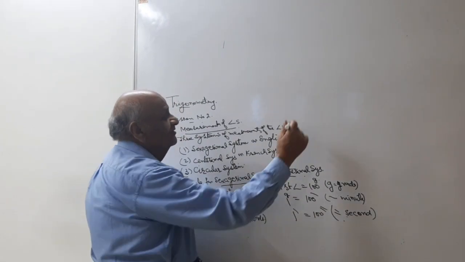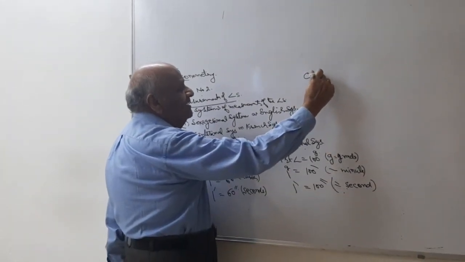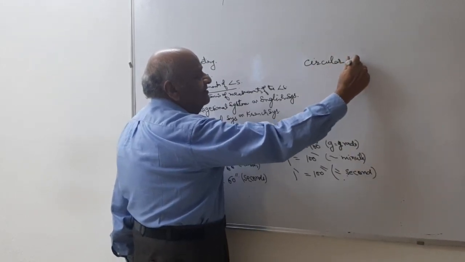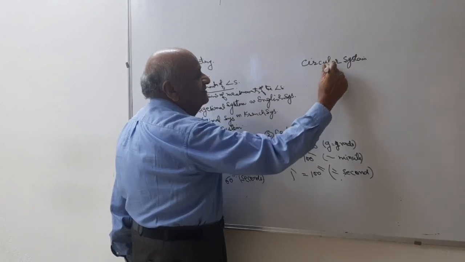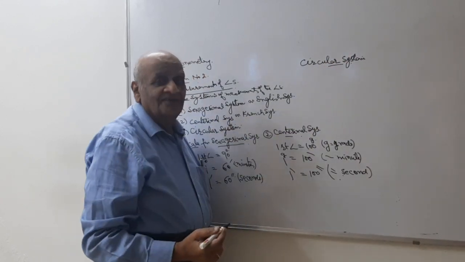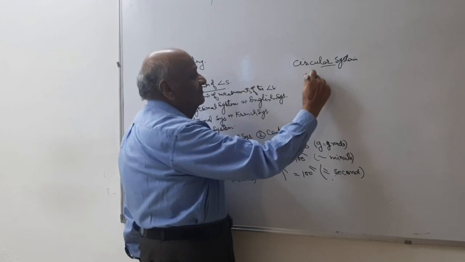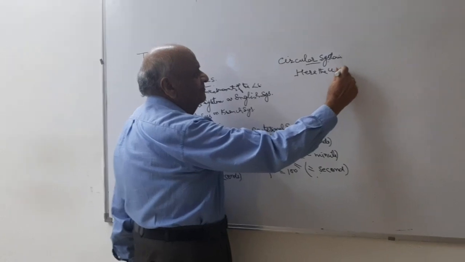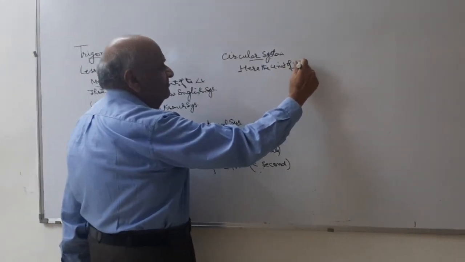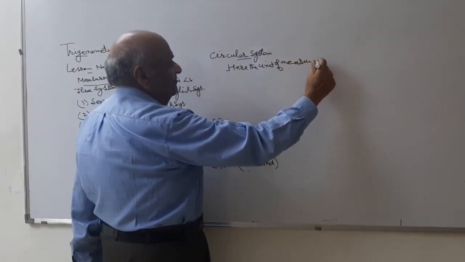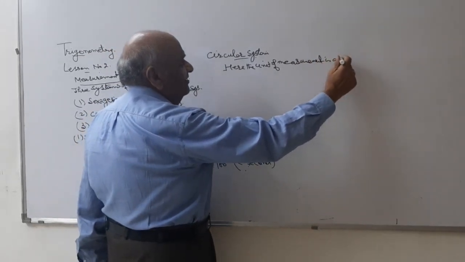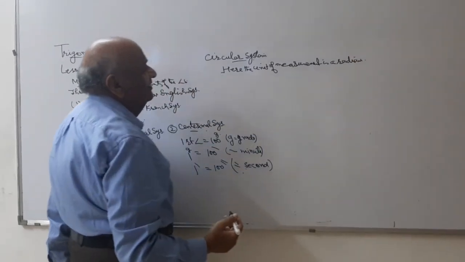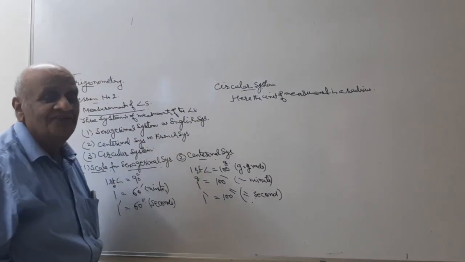The third is the circular system. Therefore, the main topic, most common, is the measurement of the angle, that is the circular system. Here, the unit of measurement is a radian. Very important. Here the unit of measurement is radian.